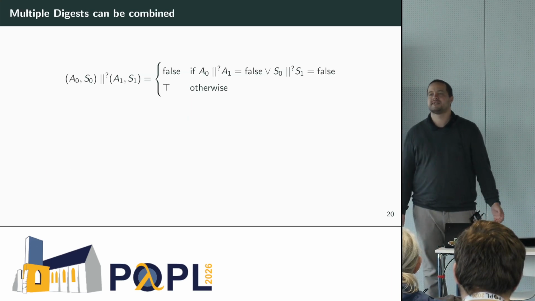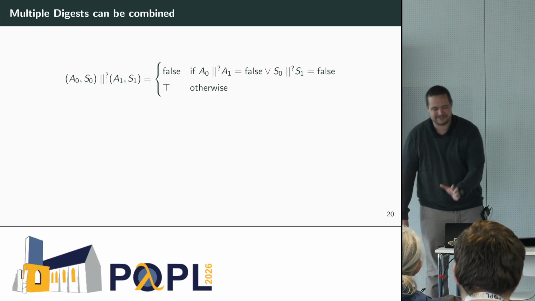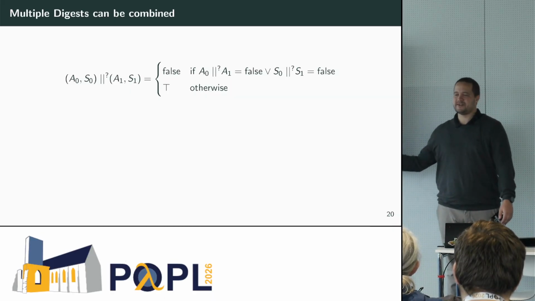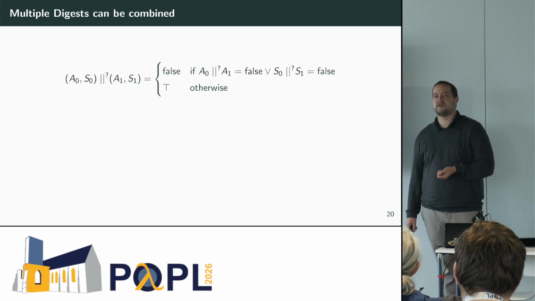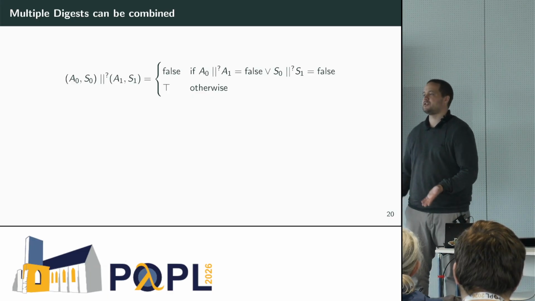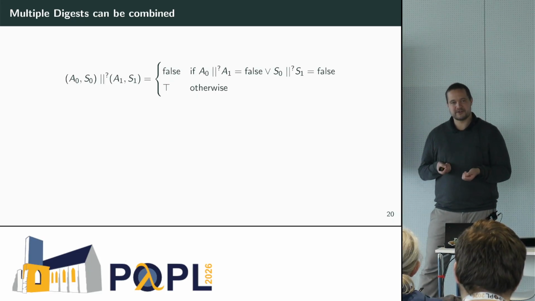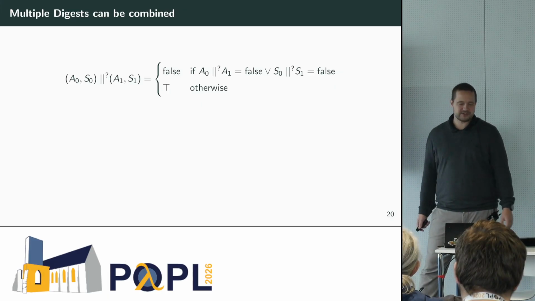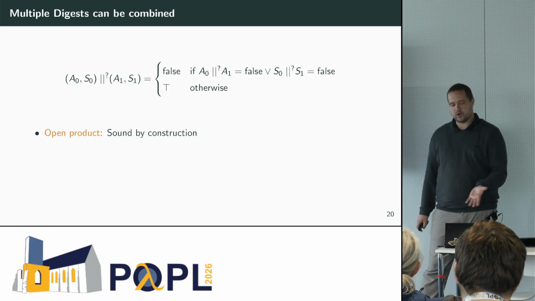Now, something that will also immediately be obvious to an abstract interpretation audience is we have several of these things. Let's maybe try to combine them, and this here is an easy way to combine them. You can say, okay, if one of the digests that I have can exclude that they can race, that is good enough. So it suffices if one digest can say this. And if both say, I don't know, then we also need to say, I don't know.